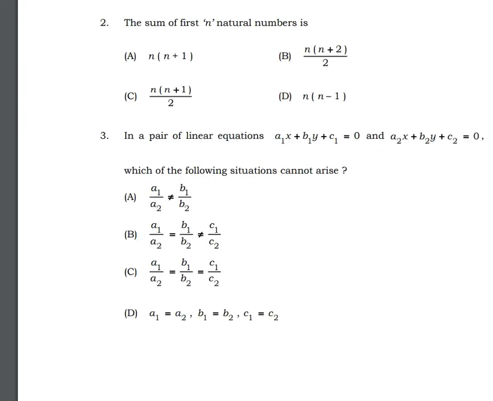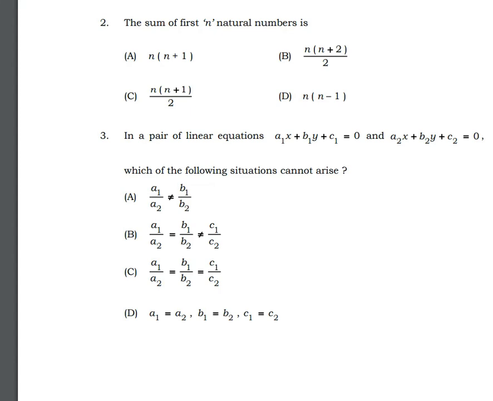Next question. In a pair of linear equations a1x plus b1y plus c1 is equal to 0 and a2x plus b2y plus c2 is equal to 0, which of the following situations cannot arise? So here the options are, the first one is a1 by a2 not equal to b1 by b2. The second option, a1 by a2 is equal to b1 by b2 and not equal to c1 by c2. Third option, a1 by a2 is equal to b1 by b2, which is equal to c1 by c2. And the last option, a1 is equal to a2 and b1 is equal to b2 and c1 is equal to c2.